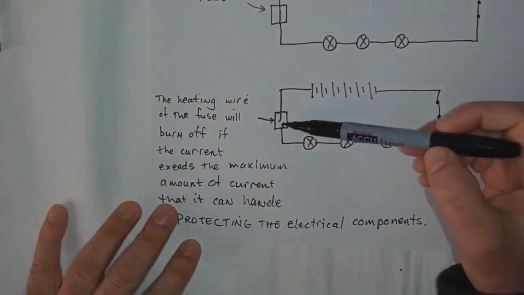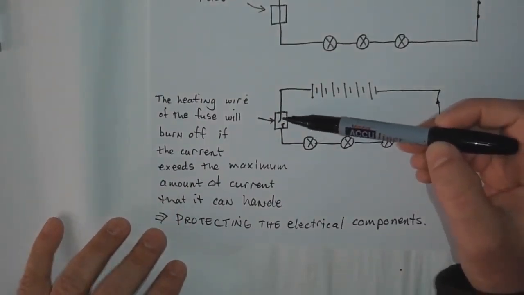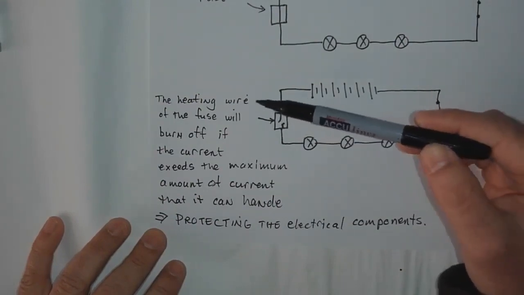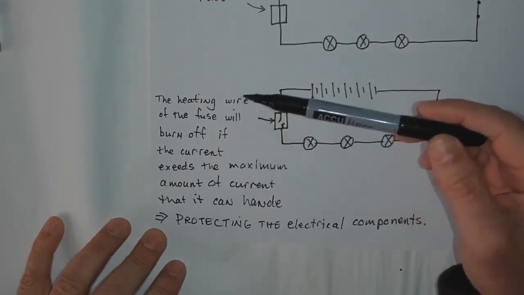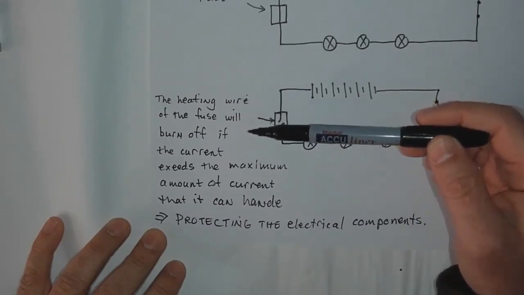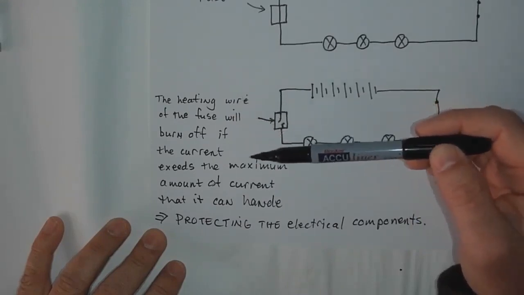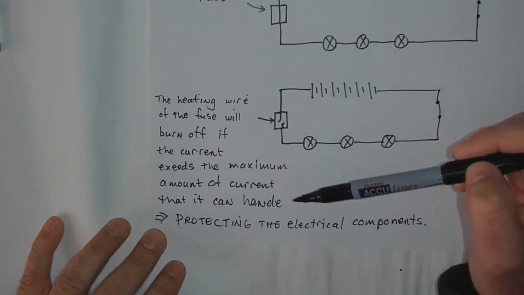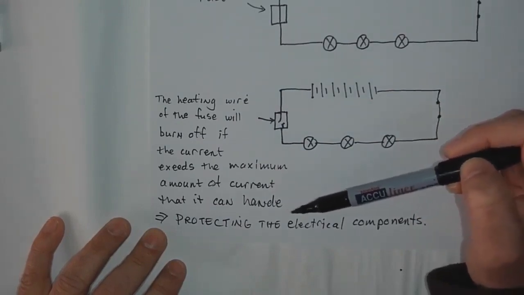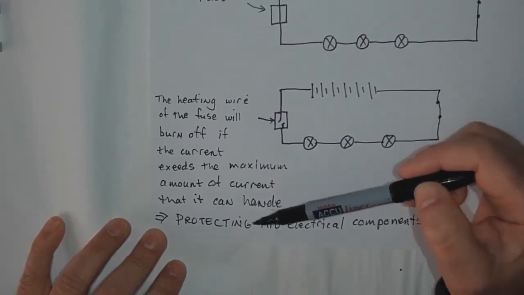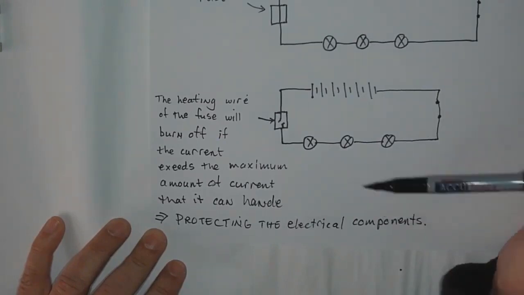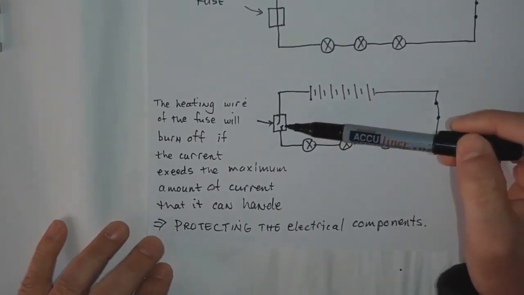Right. I've also indicated it here like this. You can see here I've drawn the fuse with the heating wire broken or burnt off, and then labeling it here, I've said the heating wire of a fuse will burn off if the current exceeds the maximum amount of current that it can handle, and in doing so protecting the electrical component. So this is a valuable, very valuable component.